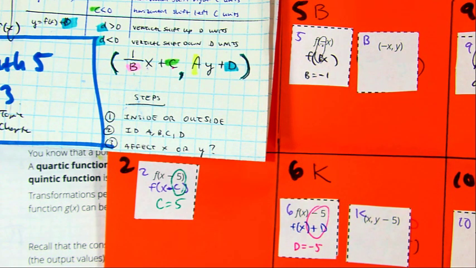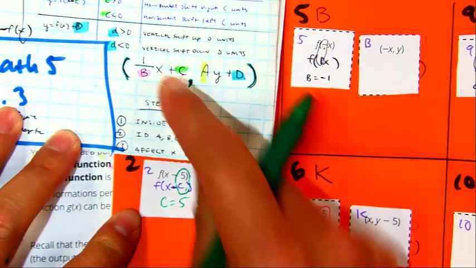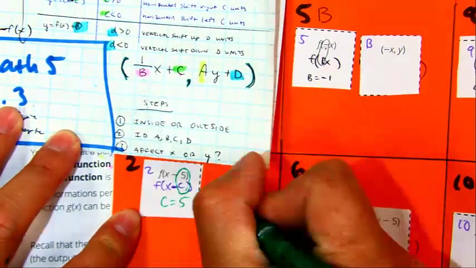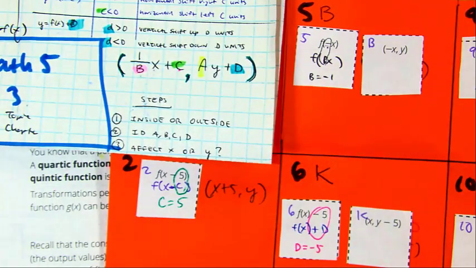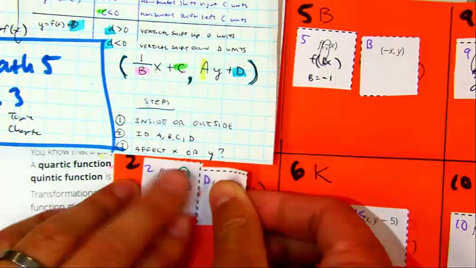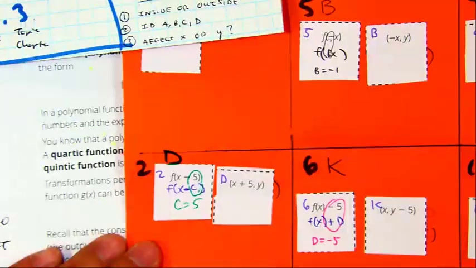Oh, yeah. 10 seconds. Benito, does it affect the X or the Y? Everyone put your finger on the C. It's right next to what letter class? X. So we're going to have to put X plus 5. And which one is that class? D. Not E. Glue it down. Now you got an answer. 2 is D.